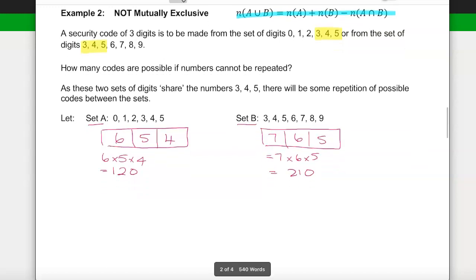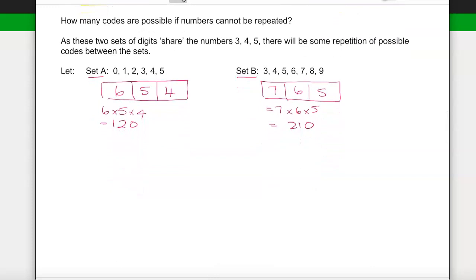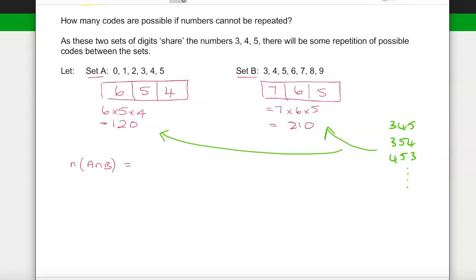But what we have to remember in this situation is that we have some arrangements like the code 345, 354, 453, etc. that exist in both of these totals. So we actually have to take them out. So we want to find out how many are in set A and B. Well, if we think about it, it's 3 numbers that are overlapping. So the different arrangements with those 3 numbers is going to be 3 factorial or 6, the 3 and the 4 and the 5 as digits.